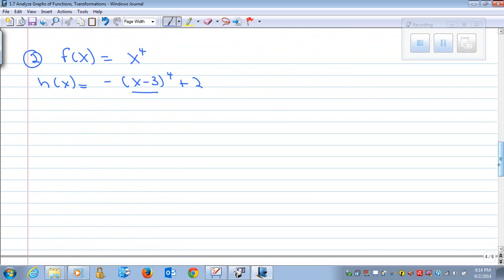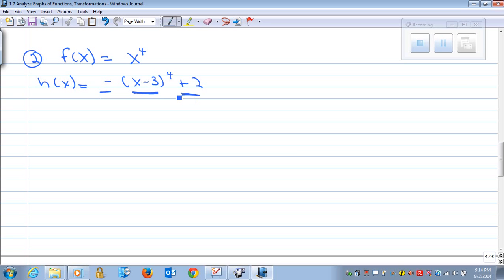In our second example, we again start with x to the 4th. That's our base function. So x to the 4th is in there, but we have several transformations going on. We have a horizontal transformation, the minus 3. We have a reflection, the negative in the front. We have a plus 2, a vertical shift at the end.